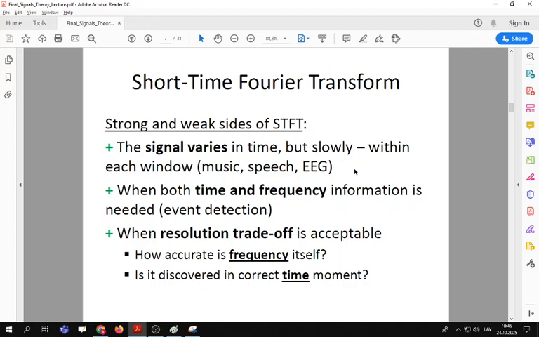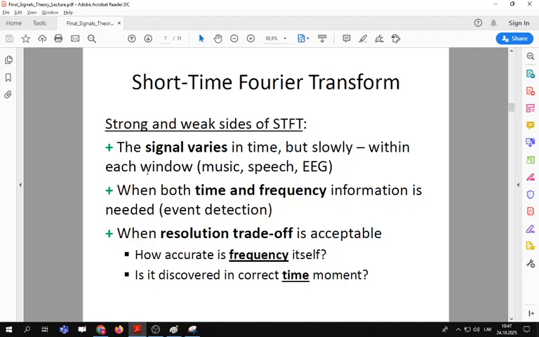First of all, the signal changes in time, but if it changes quite slowly, then we will capture enough of the details and get a pretty good representation of the signal. That is particularly useful for working with music, which is a slow signal, speech, and electroencephalograms, which are basically like 5 hertz, 10 hertz, so 5 oscillations per second and so on, which are considered very slow processes.